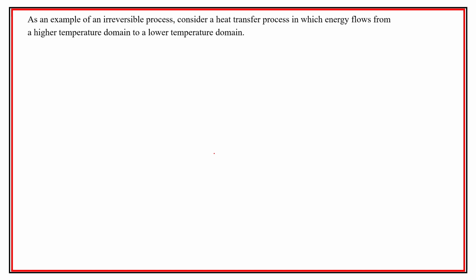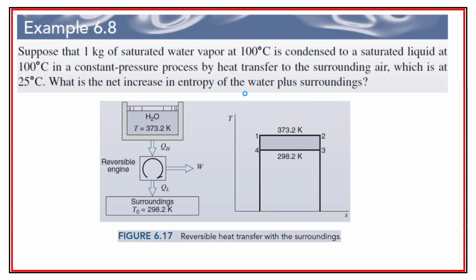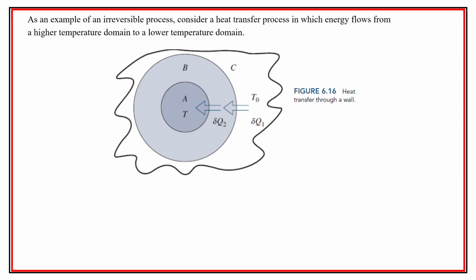So as a quick example, and we'll be done with this, an irreversible process, consider the heat process that goes on with energy flows from a high temperature to a low temperature. And in this case, whoops, what happened to that? Oh, interesting. Let me pause 1 second and see if I can fix my picture. Okay, I got the picture back.